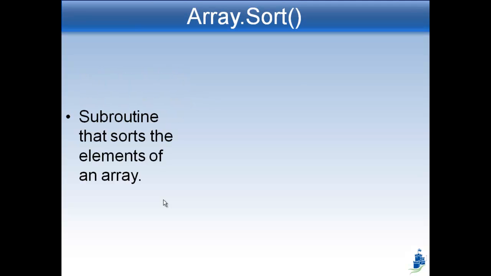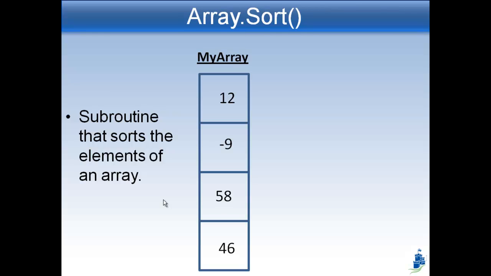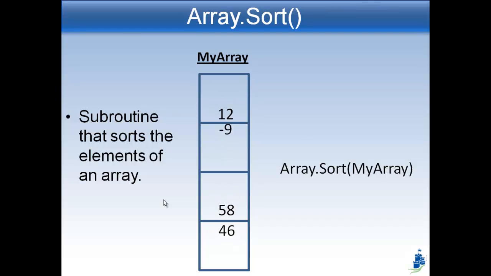You guessed it, this is a subroutine. It's not a function actually, but a subroutine that will sort the elements of an array. So if you have some array, let's say it looks like this, it's called myArray. It's 12, -9, 58, and 46. If we say array.sort of myArray, and that's all you have to say, you don't have to say it equals anything, right? It's a subroutine. If you put parentheses around myArray, it will sort it and rearrange all the elements so that it goes in order. So now we go -9, 12, 46, and 58.